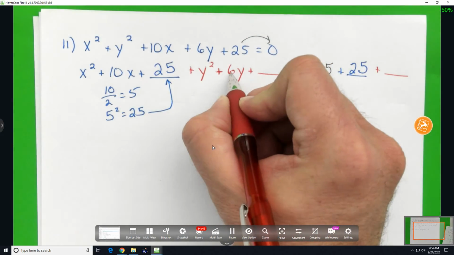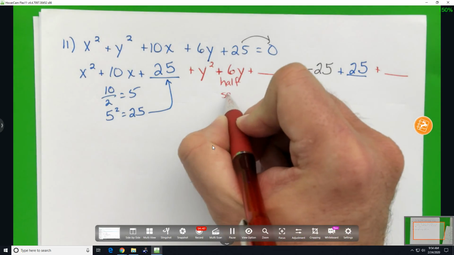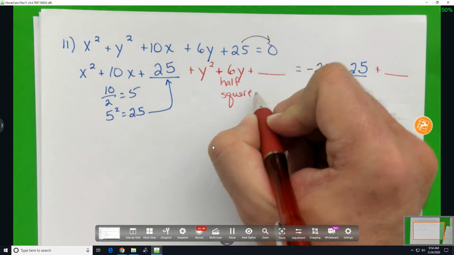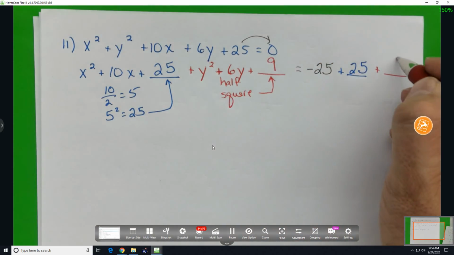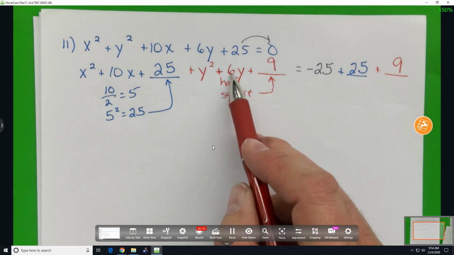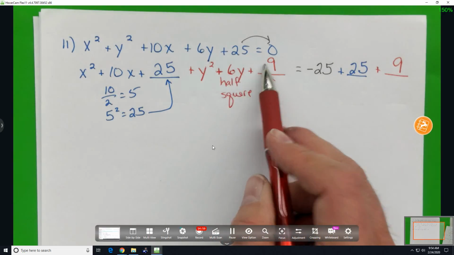Okay, you take half of this number, I'll write it out in words, and then square. 9 is what I heard, and I agree with that. Half of 6 is 3. 3 squared is 9.